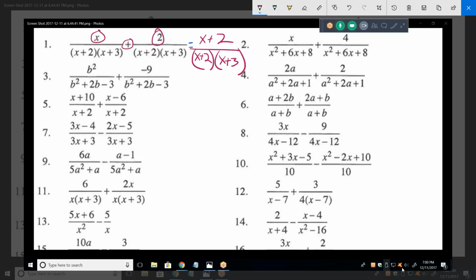Now, what can I do? I have something interesting here. I have a term in the numerator that's the same as the term in the denominator. So I can cancel that out, leaving 1 over x plus 3. So that's the answer. So you always want to simplify.